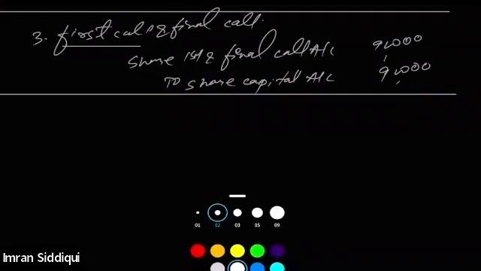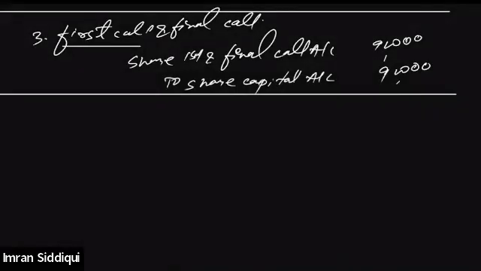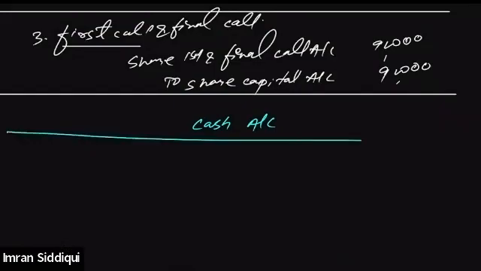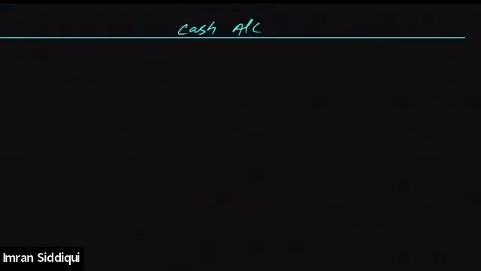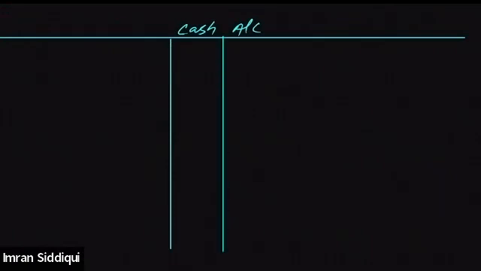Okay then. Now we need to prepare the cash account in this question as well, and all cash related transactions will be recorded here only. Okay, so we have received some amount on application, na. We'll first of all write down the amount that we have received on application.